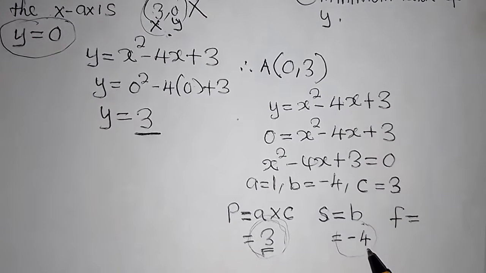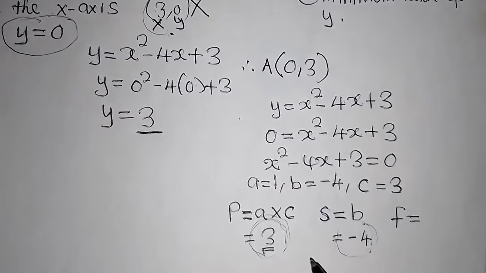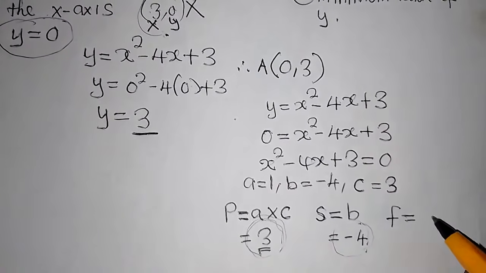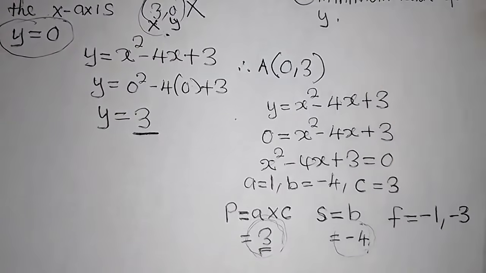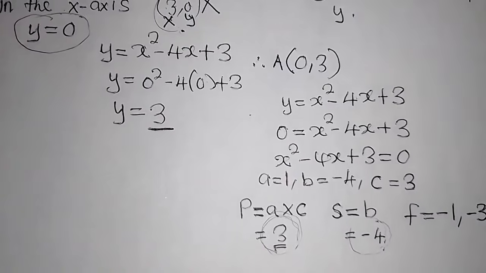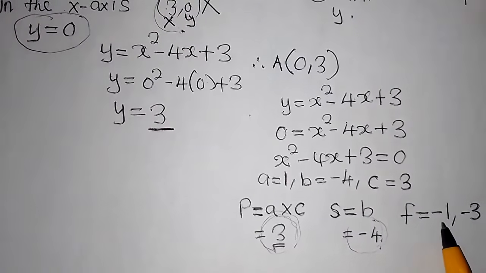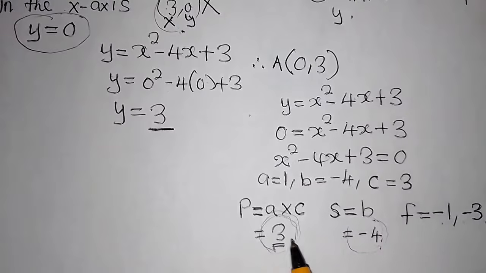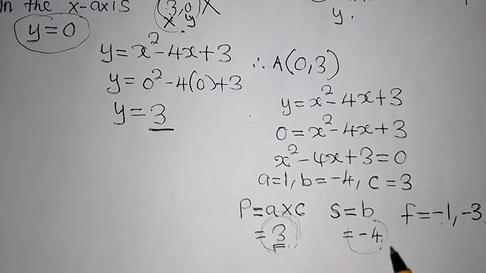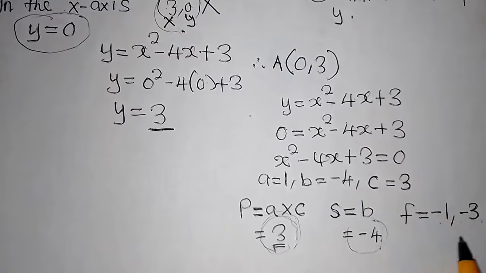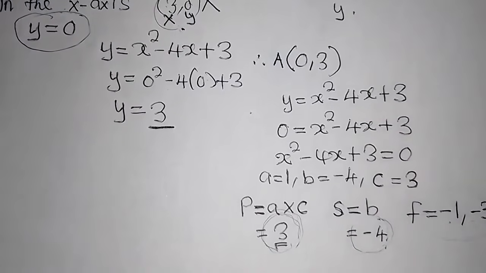So the numbers that you can add so that you get -4, then if you multiply them, you get 3. What are those numbers? -1 and -3. These are the two numbers. Multiply these. -1 times -3. You're going to get +3. Add them. This is the sum. -1 plus -3. You're going to get -4. Have you seen? These are the two numbers that we need to get.